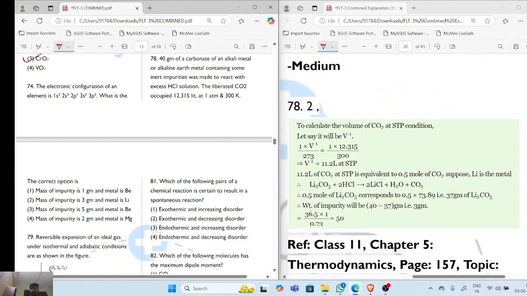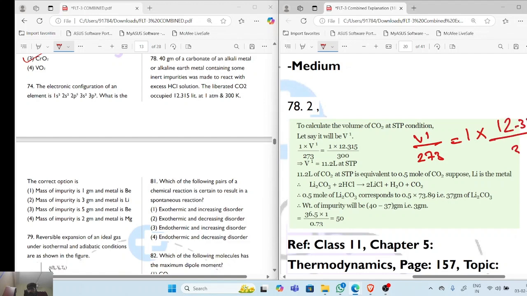Now, to calculate the volume of CO2 at STP condition, we can say the volume as V1. We are using the direct formula from the ideal gas equation: V1 divided by 273 equals 1 into 12.315 divided by 300. So it will give us the volume, which is 11.2 liter at STP, standard temperature and pressure. Now 11.2 liter of CO2 at STP is equivalent to 0.5 mole of CO2.